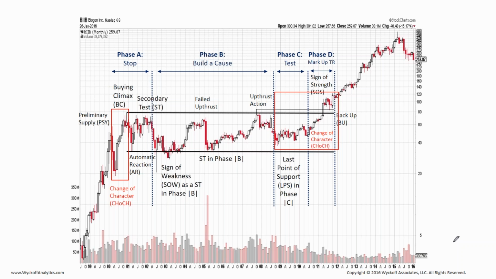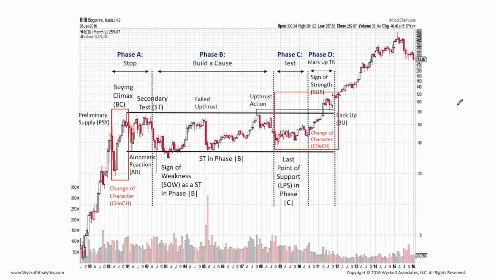Sure, and the big idea here is that the composite operator, as a collective, has locked up most of the float of the stock. And so if they own it, the only thing that will get them to sell it, which is at the top of the trend, is much higher prices. And so the whole key to an uptrend is that there's demand and the absence of supply.